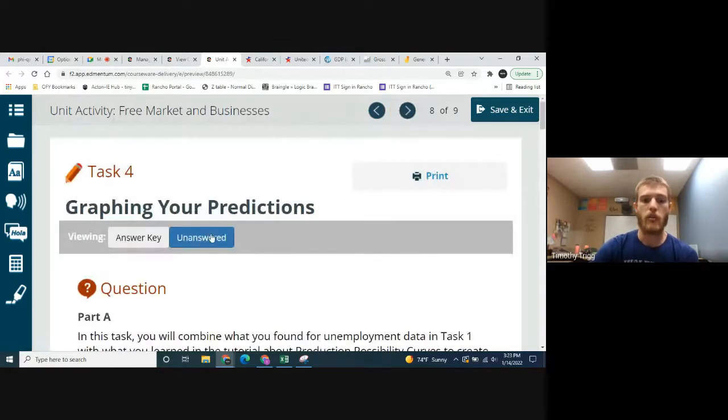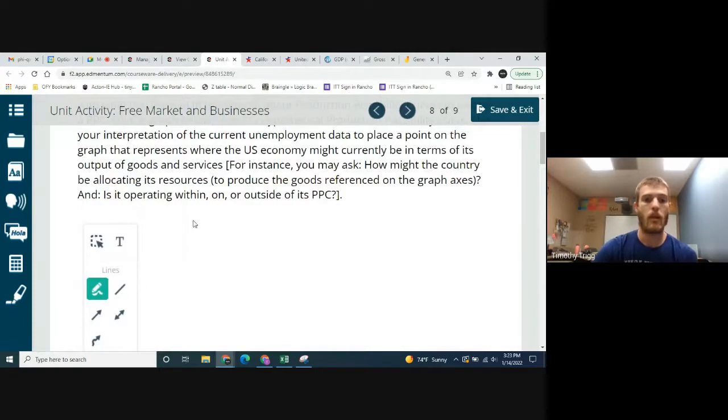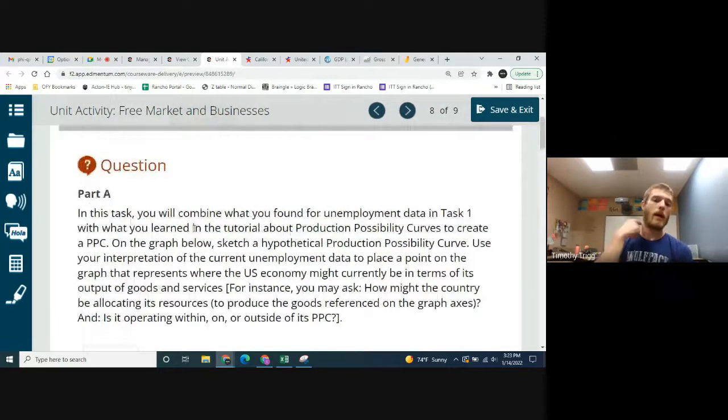Okay. Now, once you have that, you should be able to answer what's coming up in this next page. In this task, you will combine what you found for unemployment data in task 1 with what you learned in the tutorial about production possibility curves to create a PPC. The PPC is a production possibility curve on the graph below. Sketch a hypothetical production possibility curve. Use your interpretation of the current unemployment data to place a point on the graph that represents where the U.S. economy might currently be in terms of output of goods and services.